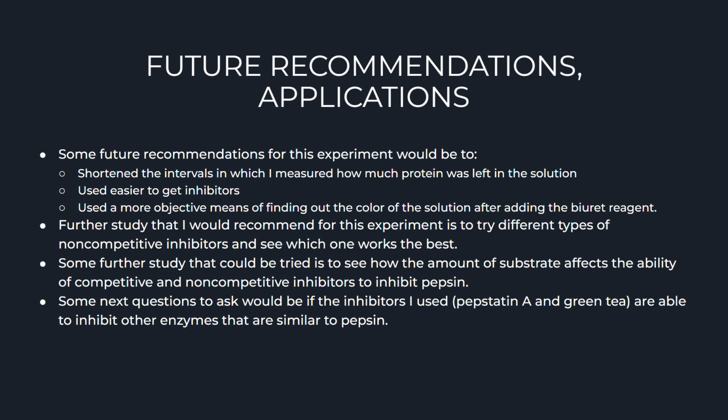Further study I would recommend for this experiment is to try different types of non-competitive inhibitors and see which one works best. Some further study that could be tried is to see how the amount of substrate affects the ability of competitive and non-competitive inhibitors to inhibit pepsin. Some next questions to ask would be if the inhibitors I used, pepstatin A and green tea, are able to inhibit some other enzymes that are similar to pepsin.